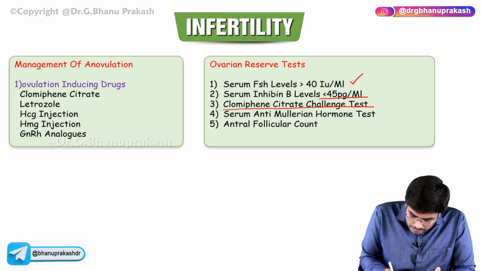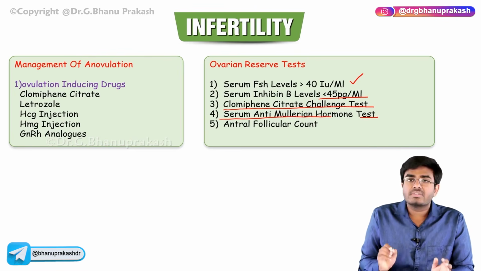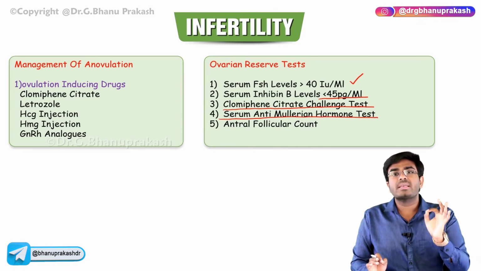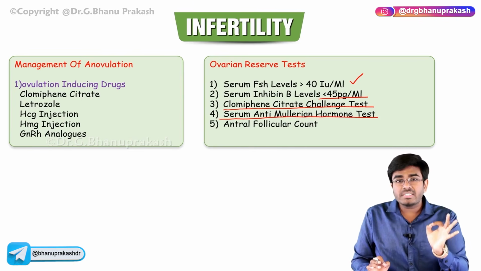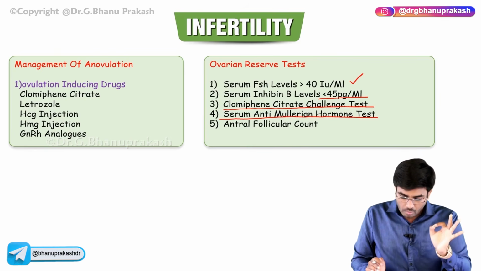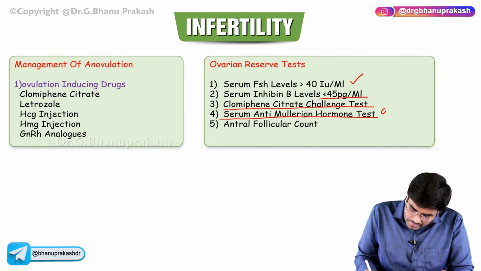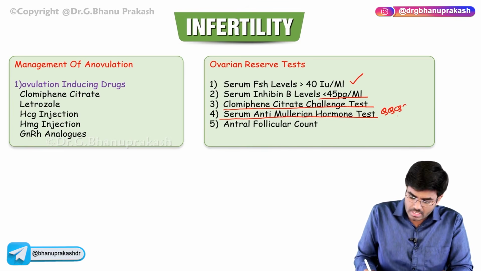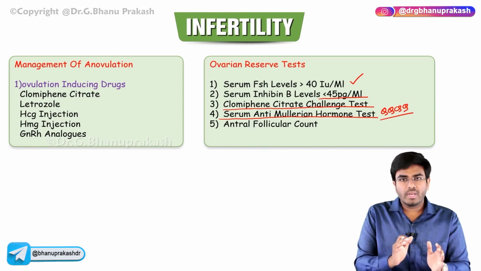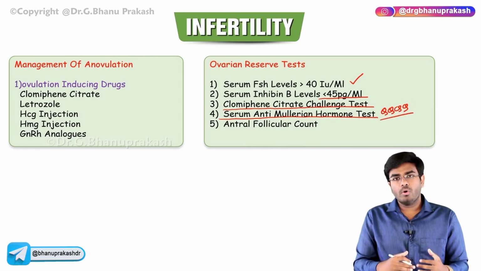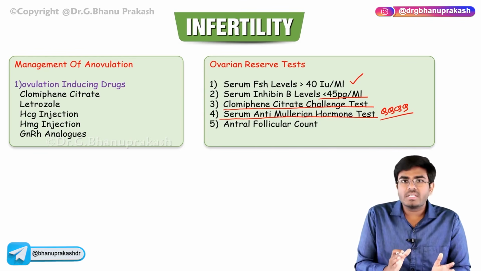And a very important test out of all the tests for ovarian reserve, if they ask you what is the best test, what is the best qualitative test, out of all the tests, it's the serum anti-Mullerian hormone test. Just by checking the anti-Mullerian hormone levels, we can know whether there is premature menopause or not.